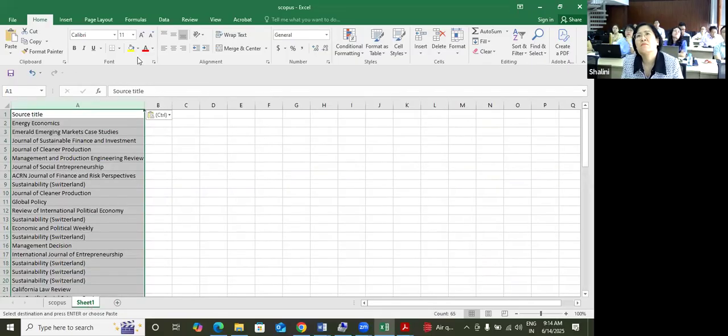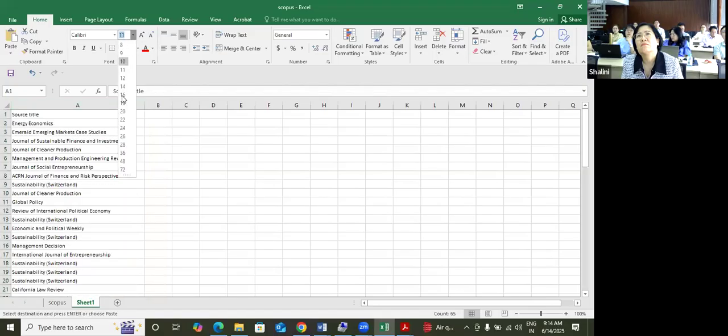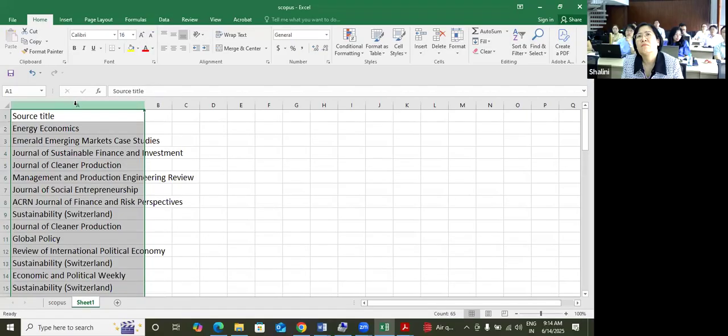Let me increase the font size as well. This is the list of the journals. What is the source title? This is the list of the journals from where my papers have been taken. So let's say I want my paper to be published in a good journal. What I normally do is I go for Scopus indexed plus ABDC category journals as well. Scopus indexed plus ABDC category journals.